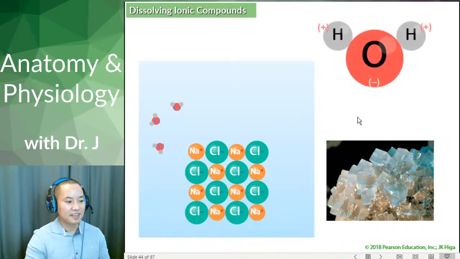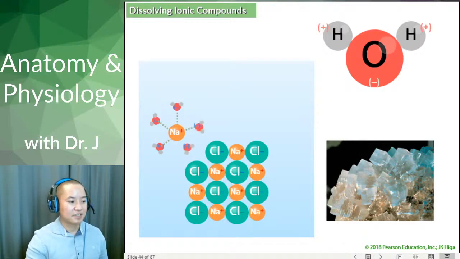So what happens is that the negative parts of the water molecule, due to those polar covalent bonds, attract the sodium ions, because again, negative attracts positive and vice versa. So they form what you call a hydration sphere. Notice that these negative parts of the water molecules are kind of surrounding this sodium ion.